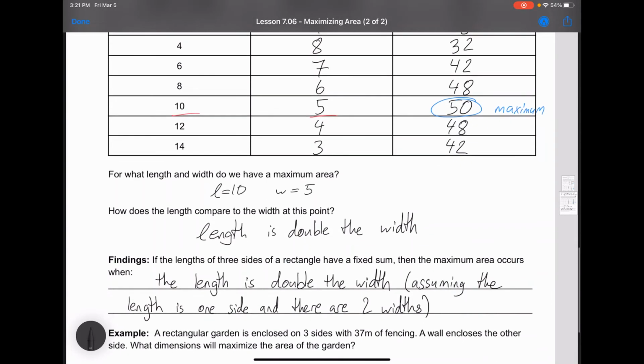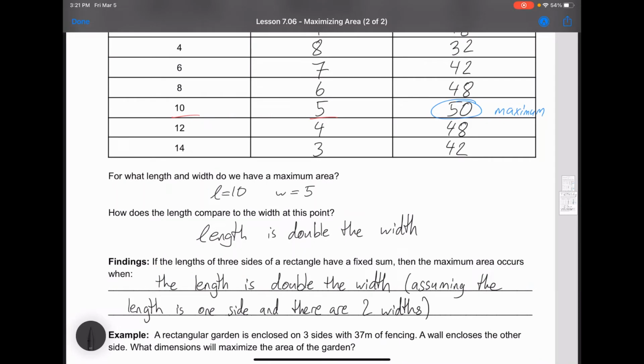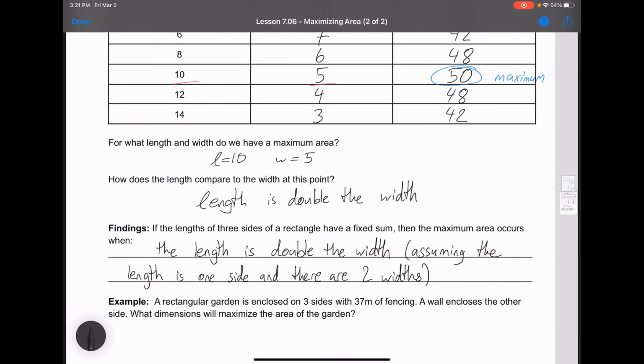And what's interesting is that at that point, the length is actually double the width. And that is the key to these kinds of questions. So if you only need 3 sides and you have a fixed amount of fencing for those 3 sides, but you want to maximize the area of a rectangle, then you can just ensure the length is double the width. In that case, there's only 1 length and 2 widths that you're working with. And that's how you'd go about solving that kind of problem.